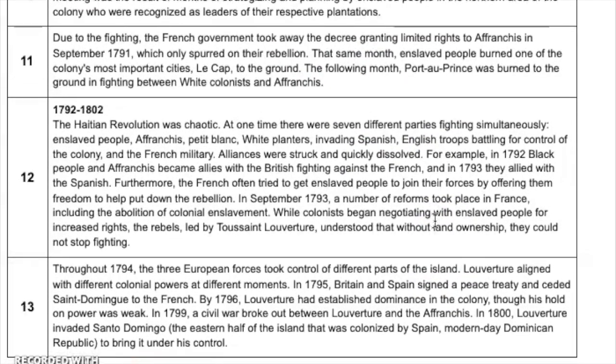August 14th, 1791 is considered to be when the Haitian Revolution officially began, with the Bois Commune ceremony, a voodoo ritual presided over by Boukman, a Maroon leader and voodoo priest from Jamaica. This meeting was the result of months of strategizing and planning by enslaved people in the northern area of the colony who were recognized as leaders of their respective plantations.